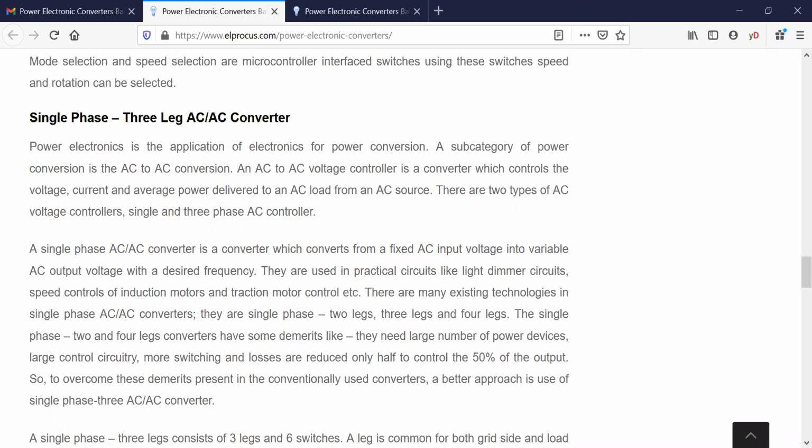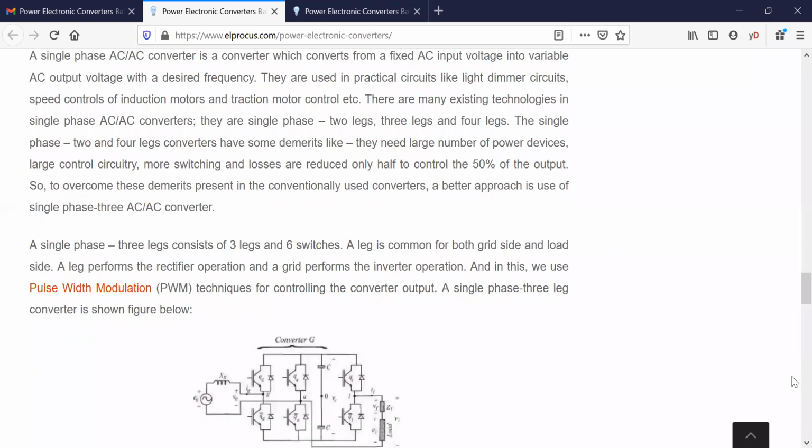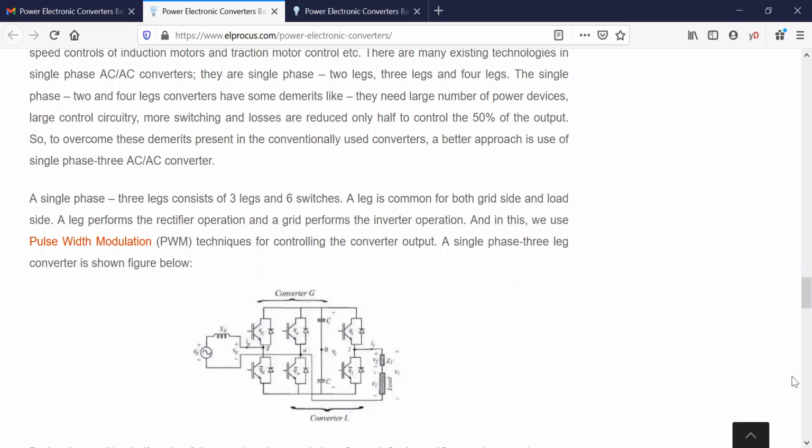a better approach is to use the single phase 3 leg AC to AC converter. Here it is shown, right? The single phase three leg converter consists of 3 legs and 6 switches, right? Converter one is shown there. The leg is common for both the grid side and the load side. So the leg will perform a rectifier operation on the grid side, and the load side will perform an inverter operation, right?